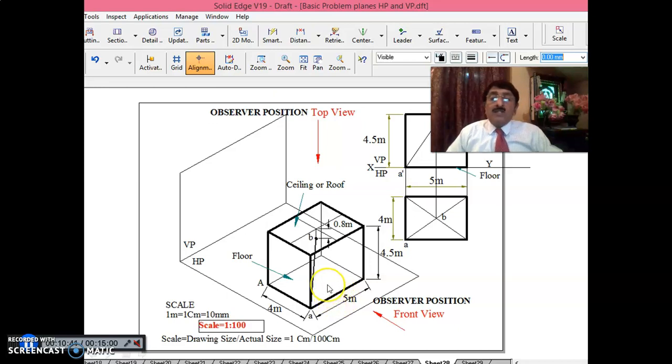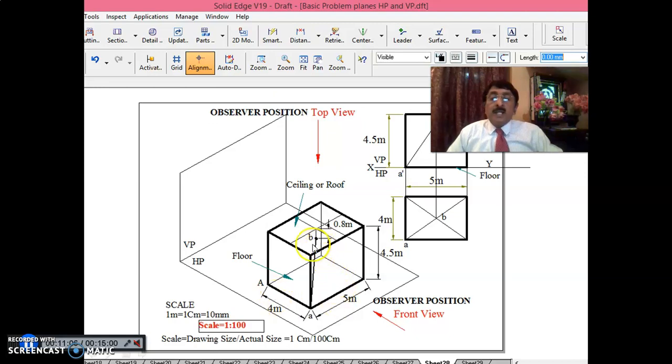They have asked you to find the true length between this fan motor B and any one of the ground corners of the room. Can you understand? That's why you can take any point. Either you take here, or here, or here, or here. Anything you take, the answer will be the same.